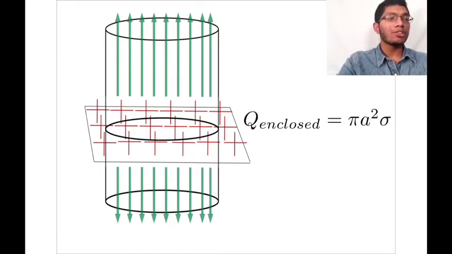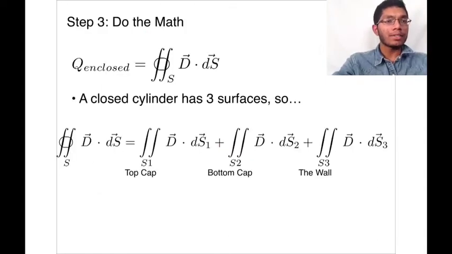Let's go back to the equation for Gauss's law. Here you can see the equation for Gauss's law. This is different from the sphere example we had done because the cylinder has 3 surfaces. So I've split up this integral into 3 parts. There's the top cap, the bottom cap, and the wall. And we have these respective ds elements for each of those parts. Let's find these elements now.